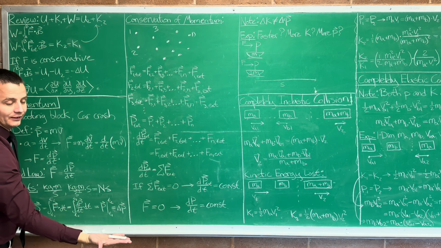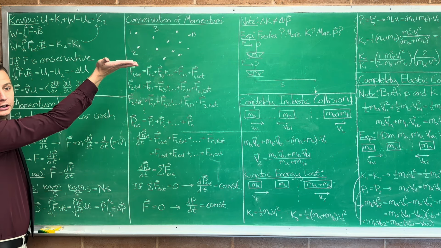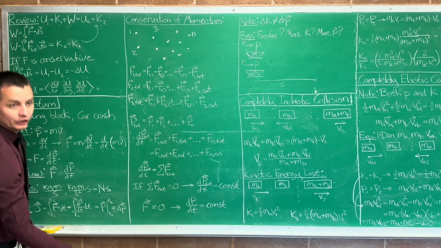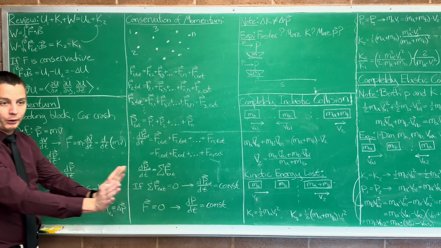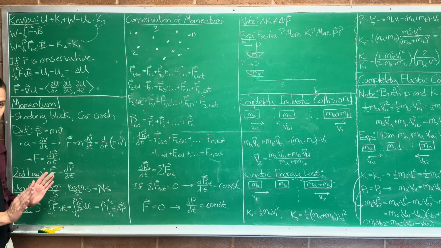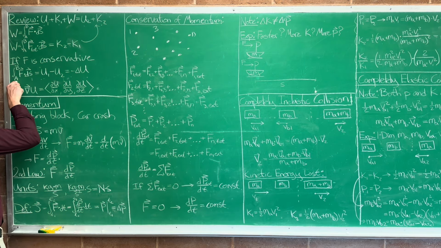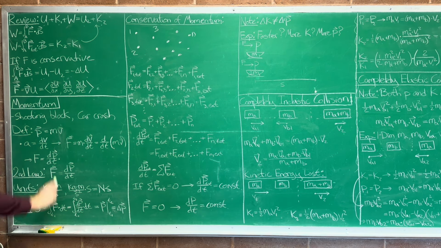If gravity does negative work, I'm storing potential energy. If gravity does positive work, I'm losing potential energy. If a spring does negative work, we're gaining spring potential energy. If a spring does positive work, we're losing spring potential energy. So opposite signs of each other, and we did it specifically for the case of spring and for the case of gravity, but it's true for conservative forces in general.